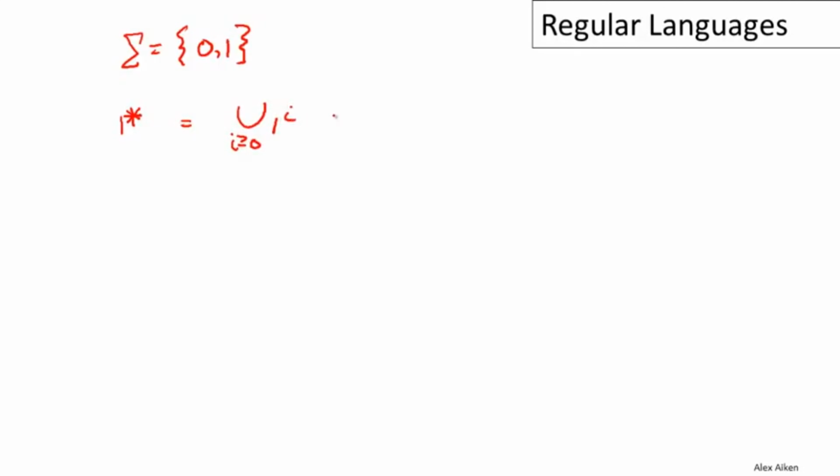And what is that equal to? Well, that's just 1 repeated i times. That's what the concatenation 1 to the i means: 1 concatenated with itself i times. So this is going to be the empty string, that's 1 concatenated with itself 0 times, followed by 1, followed by 1, 1, followed by 1 concatenated with itself 3 times, followed by 1 concatenated with itself 4 times, followed by 1 concatenated with itself any number of times. And so we can see that this is just equal to all strings of ones.